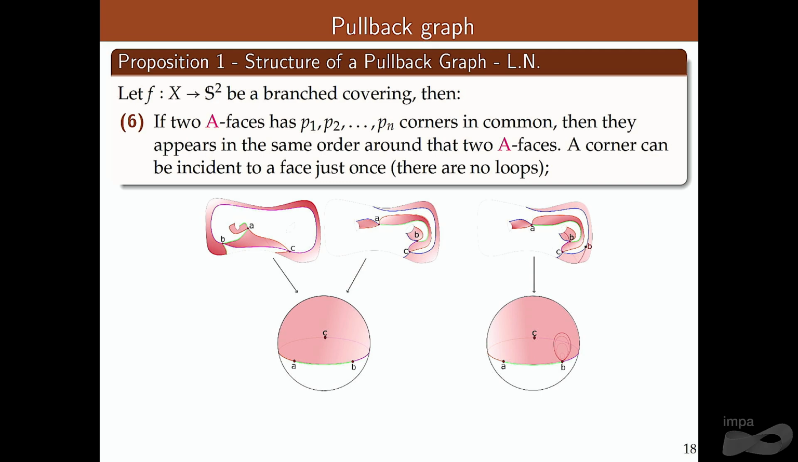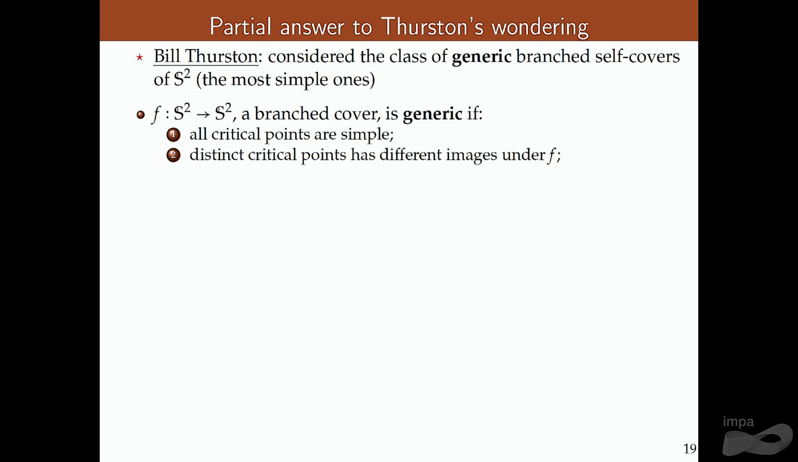Then another important property is the one that says that if two faces of the same color have three or more vertices in common, then those vertices must appear in the same order around those two faces, okay?